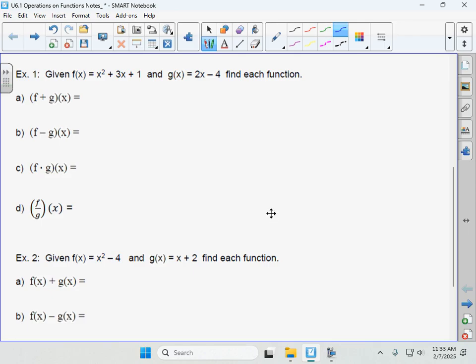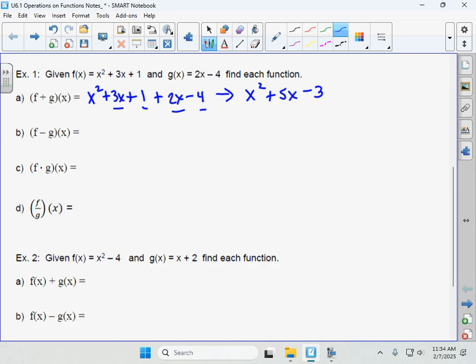All right, so adding x squared plus 3x plus 1. We're going to add it to the g of x function, which is 2x minus 4. We'll combine like terms. x squared plus 5x minus 3.